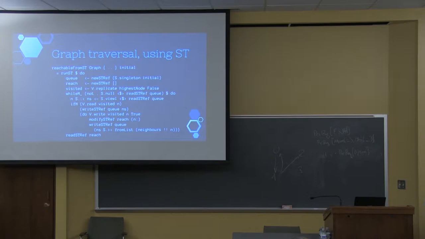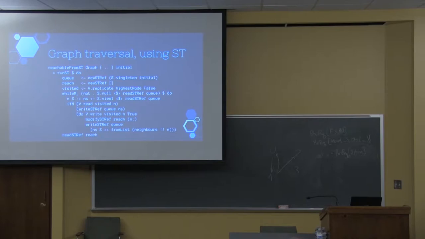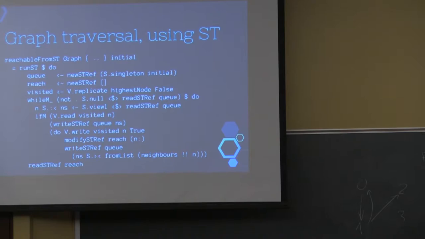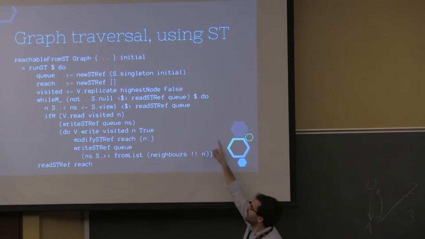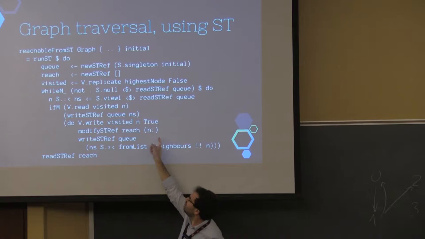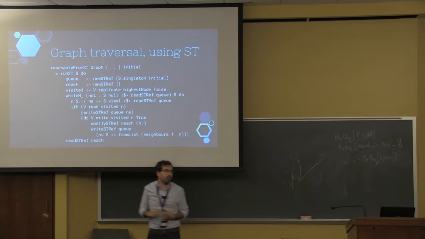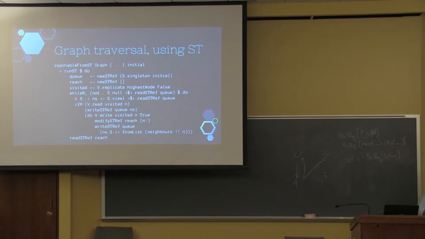So we have a queue of nodes to visit next. We have a list of reachable nodes, which we found we can get to, and a list of visited nodes, and we just use while we have something on the queue, just pick the next thing on the queue, and then write all the neighbors in the queue and write this node into the list of visited nodes, and we just do it all around, and at the very end we just read the list of reachable nodes. So this is quite a simple translation of your textbook algorithm into ST references.